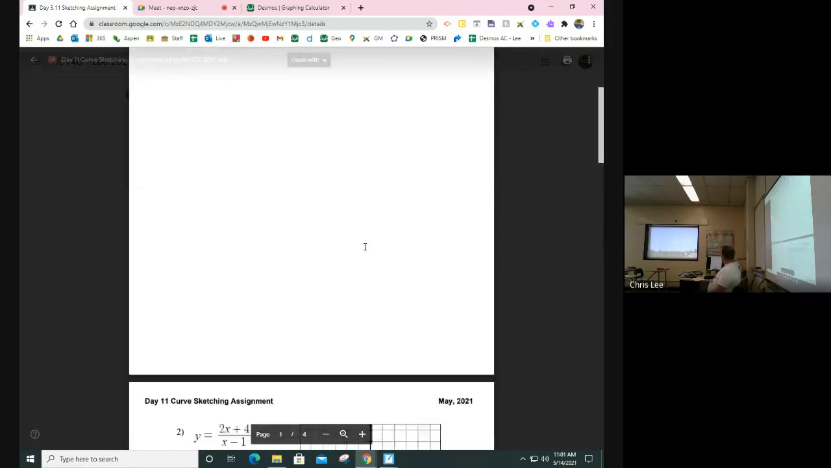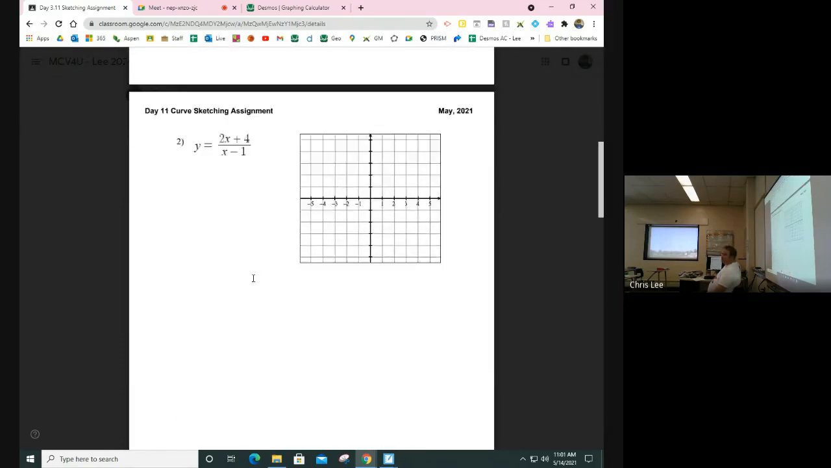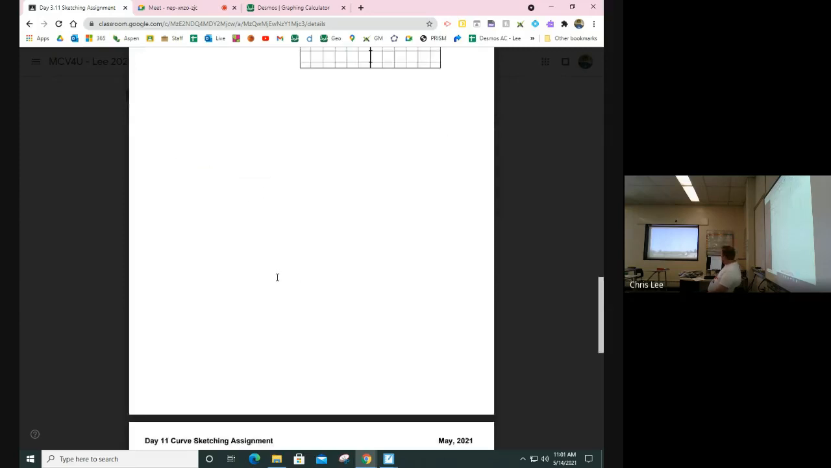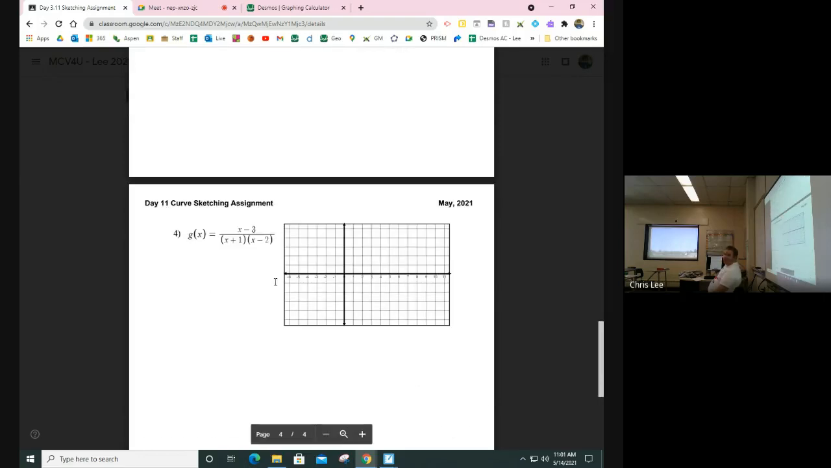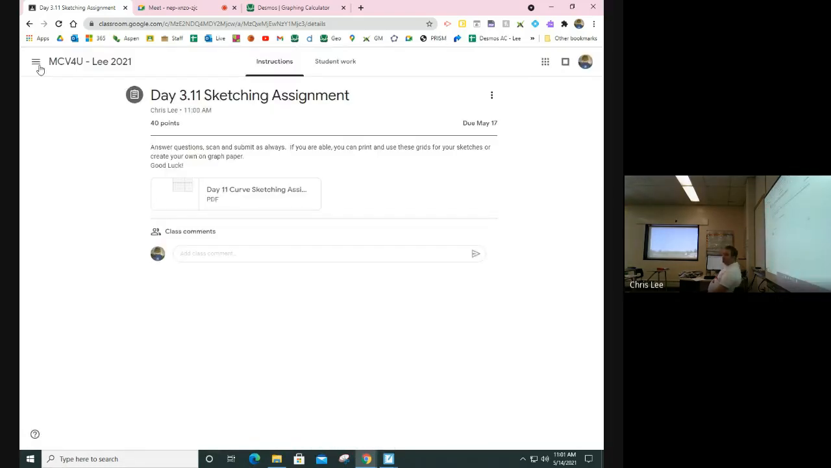Okay, so the first one's a polynomial. The second is a basic rational function. And then the last 2 are like the ones we just did. Here's one similar to one we just did. And here's another one that's already been factored for you. Okay? So there are 4 there. Each of them is worth 10 marks because there's so many things that you're going to be going at. And the whole thing is worth 40.